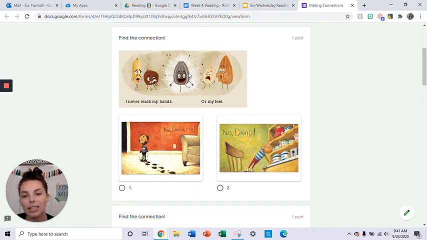Let me look at the characters. Well, this character, remember he said, I never wash my hands or my feet. Which character, which page, never washes their hands or feet? Is it David reaching for the cookies, or is it David covered in mud? I think you know the answer. Yes. So I can see two characters are not being very clean. They're not washing up. So that's a connection. I would click on 1.